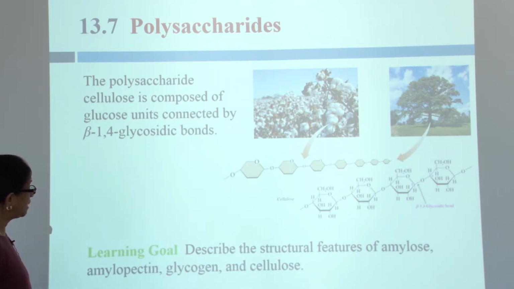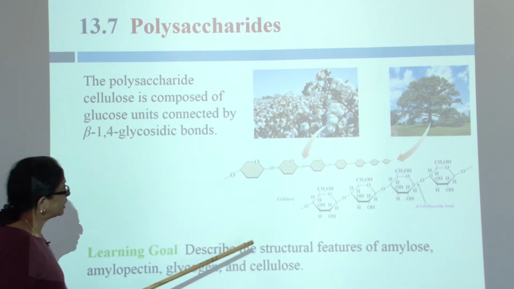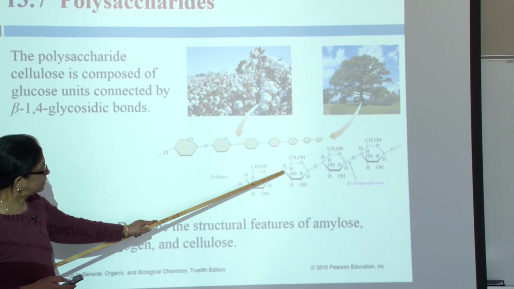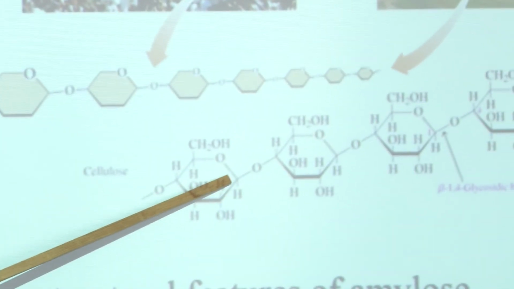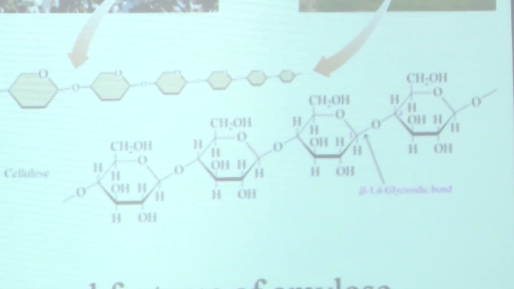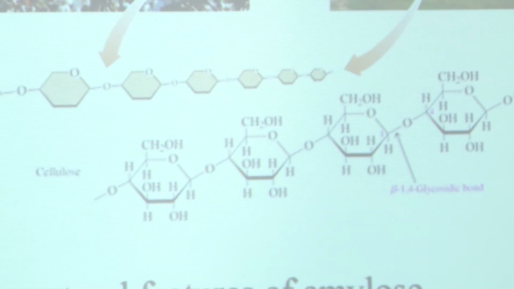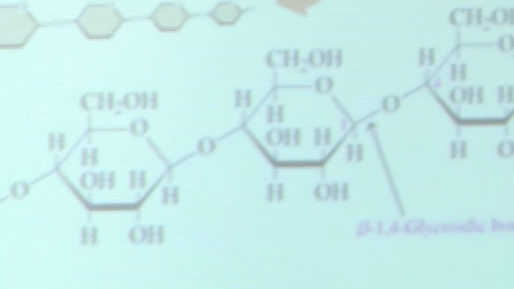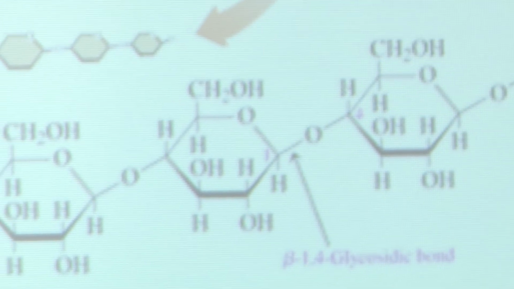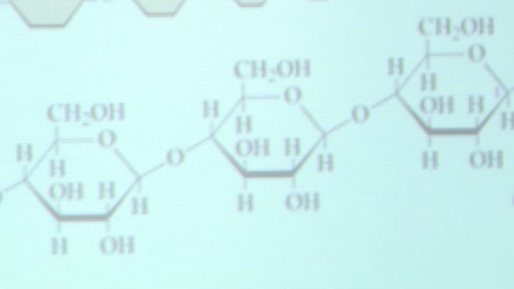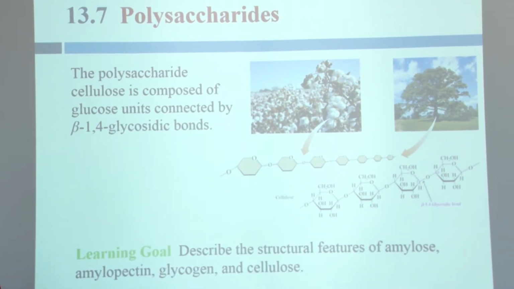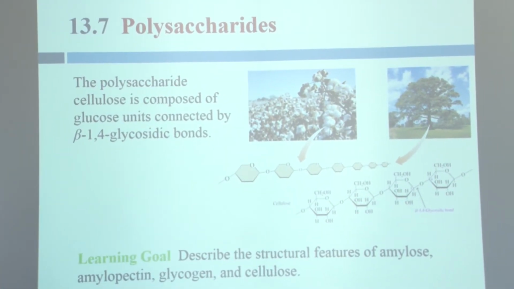So we know what beta-1,4 is. So there is your beta-1 carbon 1, beta-hydroxyl carbon 4, beta-1,4. So this is a beta-1,4 glycosidic bond connecting the glucose units in cellulose. So here the learning goal will be to describe the structural features of amylose, amylopectin, glycogen, and cellulose, and these are the polysaccharides we are discussing.